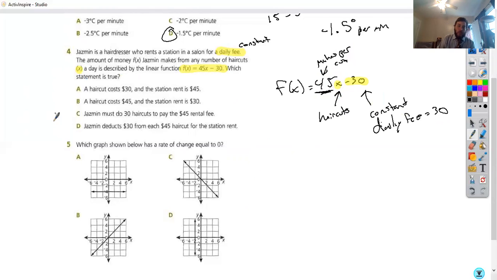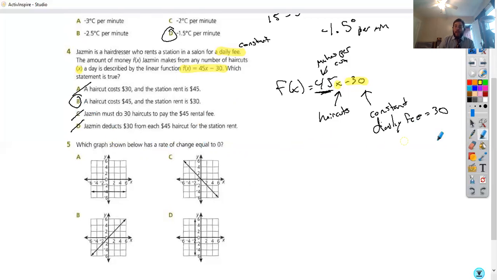We multiply that by the number of haircuts, and that's how much money she would make after we subtract the daily fee. So if we're looking at these different ones here, we have A says a haircut costs $30 and the station rent is $45. No, because we said the station rent was $30, not our answer. B, a haircut costs $45. Yep. And the station rent is $30. This is our answer here. C, Jasmine must do 30 haircuts to pay the $45 rental fee. That doesn't have anything to do with what our function has given us. And then D, Jasmine deducts $30 from each $45 haircut for the station rent. That would not be true because we're not multiplying this negative 30 times the number of haircuts. So it's just a one-time subtraction there. So again, our answer is choice B.